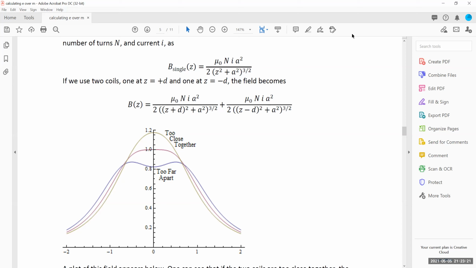Let me see if I can do it with this calculator. Stop sharing the screen and share this calculator with you. No, I'm not sharing. Let me first of all make it bigger. Go back into my share.